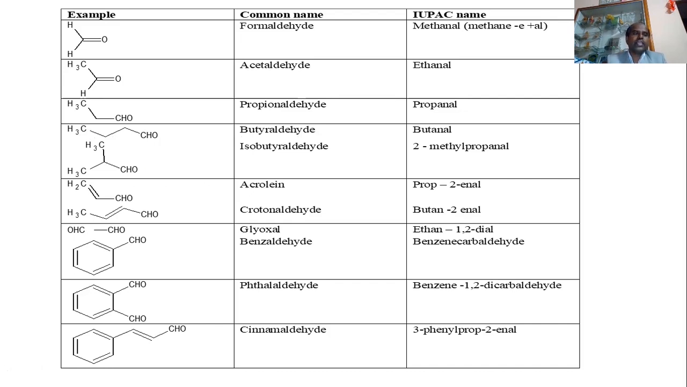So the terminal E of butane is replaced with Al. Then the IUPAC name of this structural formula is called butanal. So let's take one more example, that is CH3, CH, CH3, CHO. Okay. So the common name of this molecule is isobutyraldehyde. So let's assign the IUPAC name for this.